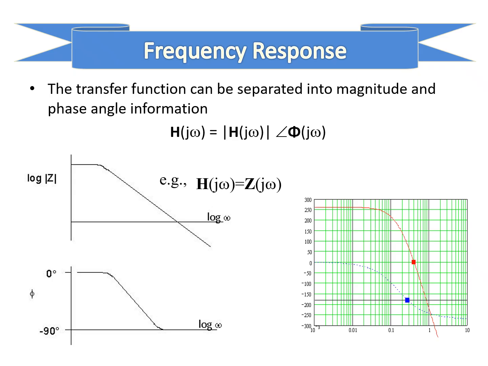Frequency response. This transfer function can be separated into magnitude and phase angle information. If G(j omega) is a transfer function, it can be written as the absolute value of G(j omega) with angle theta(j omega).